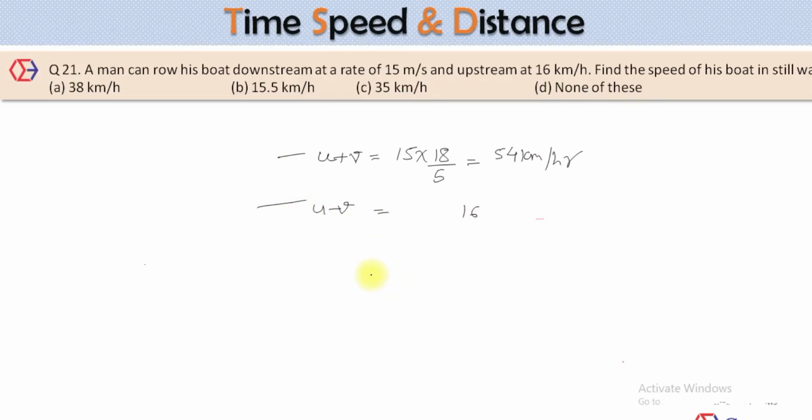Looking for what? Find the speed of his boat, that means u. So we'll say 2u is equal to 70. That means u is equal to 35 kilometers per hour. So my answer becomes third option. This was a very easy question. Let's look at the next one.